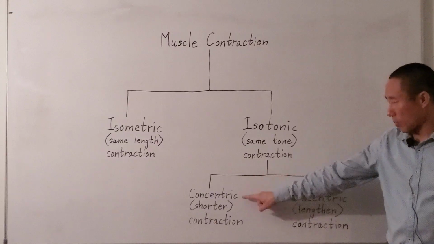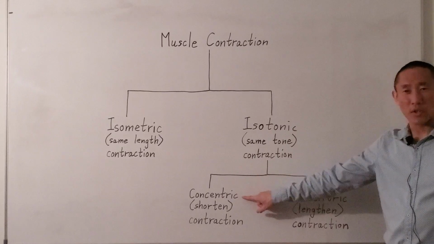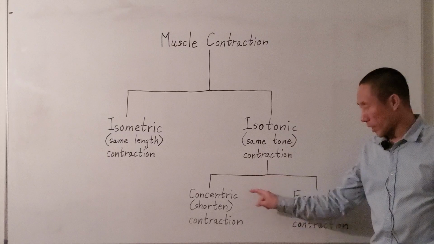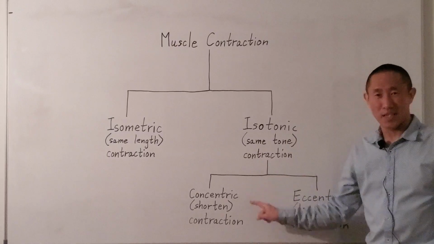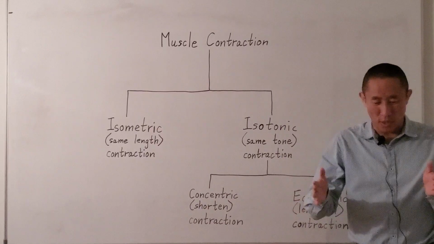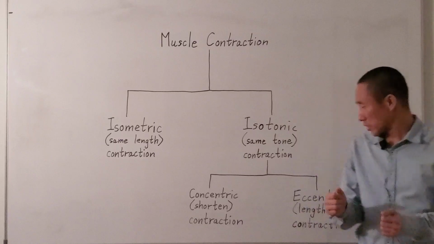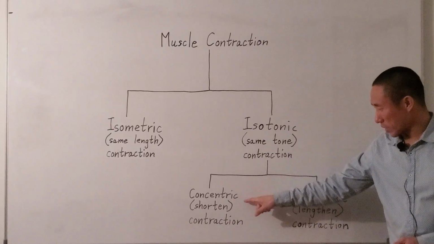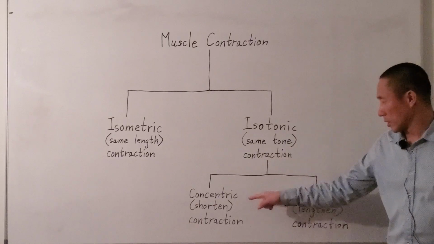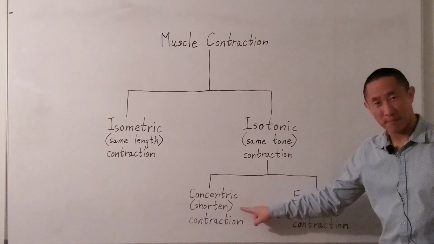Now, let's talk about concentric contraction first. The word concentric means center. So concentric contraction is the type of contraction where the muscle will be trying to shorten toward the center of that muscle. So you can see that concentric contraction is like concentrating toward the center of the muscle. So the muscle shortens as that muscle is contracting.